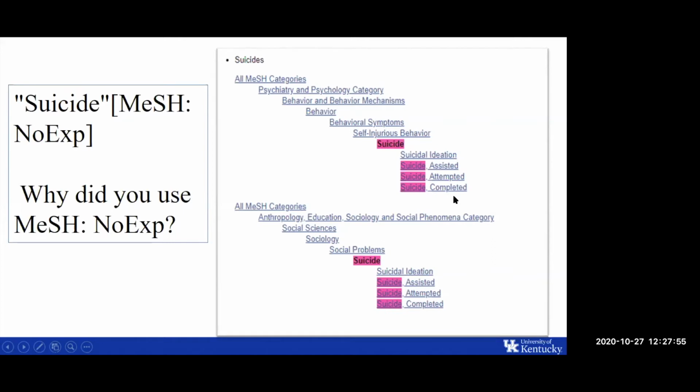So another refresher, if you remember your MeSH trees and your rules for MeSH in PubMed: MeSH trees are automatically exploded. So if you search for suicide MeSH and you didn't include this no explosion, it's going to search for all of these terms below it. Other databases like CINAHL do not include the explosion automatically. That's important to remember.